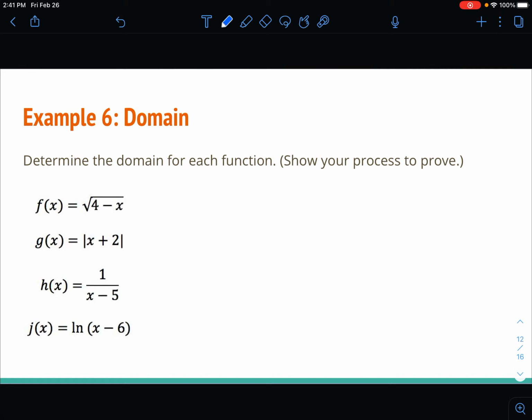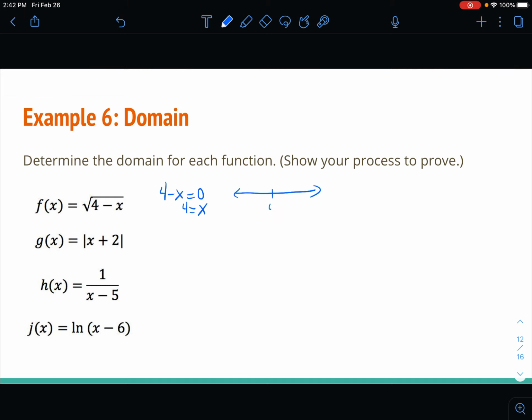Okay, so the last little bit we're going to talk about is domain. So these, again, this should be mostly review. We're looking at which values are we allowed to use. So when we look at this first f of x, we're looking at the square root of 4 minus x. What do we know that we don't want under the radical? Since it's an even root, we don't want to have a negative under the radical. So I'm going to set this discriminant here equal to 0 and solve, and 4 is equal to x.